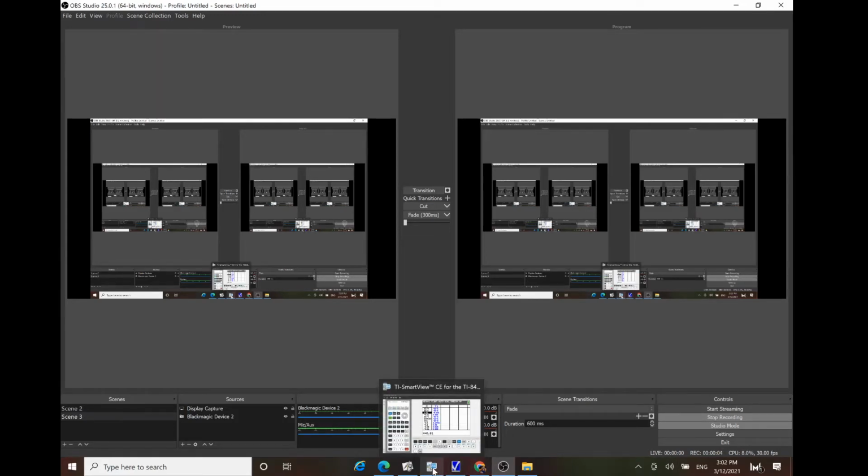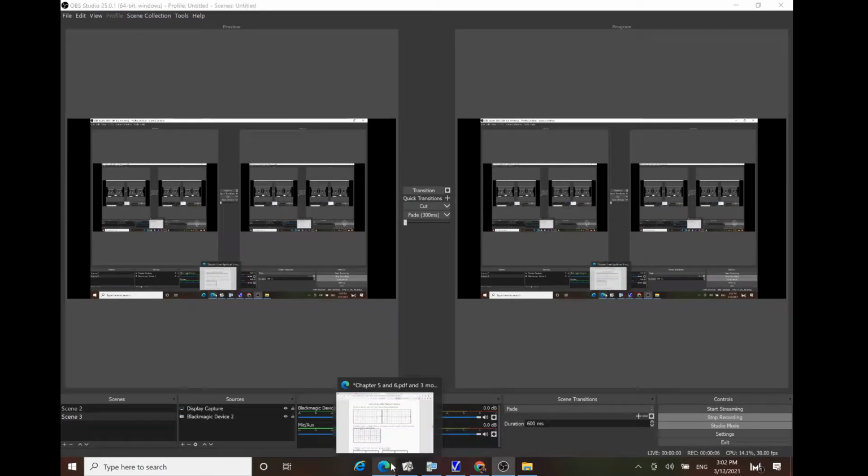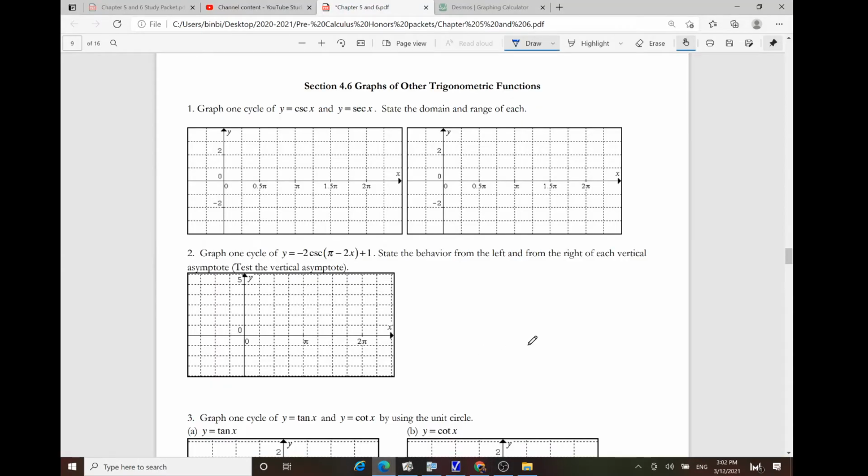Chen's master class. So today I would like to continue to talk about section 4.6, which is the tangent, cotangent, secant, and cosecant graph. So we'll take a look at this in a minute. Graph one cycle of y equals cosecant of x and y equals secant of x. State the domain and the range of each.